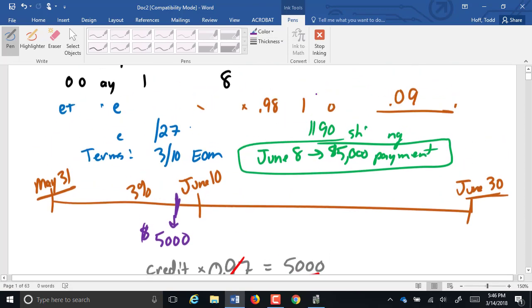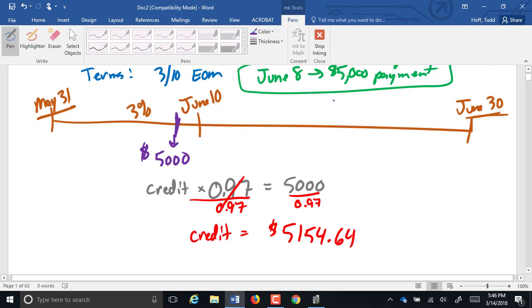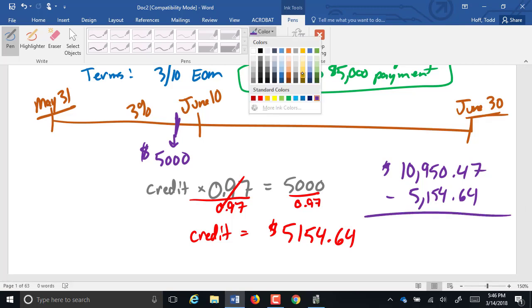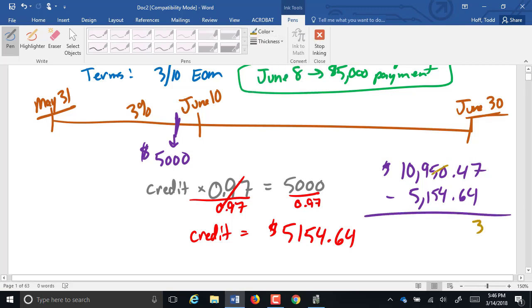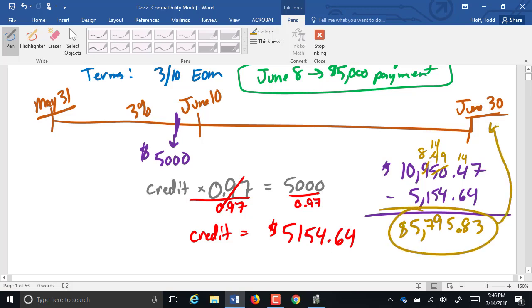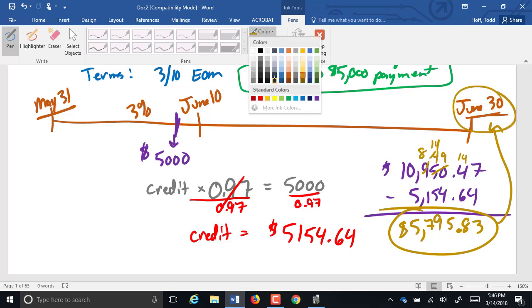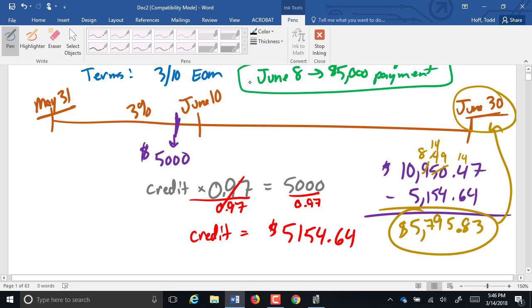So now we're going to take the invoice amount, 10,950.47, then we are going to subtract the 5,154.64. $5,795.83 must be paid, due by June 30th. Any questions?